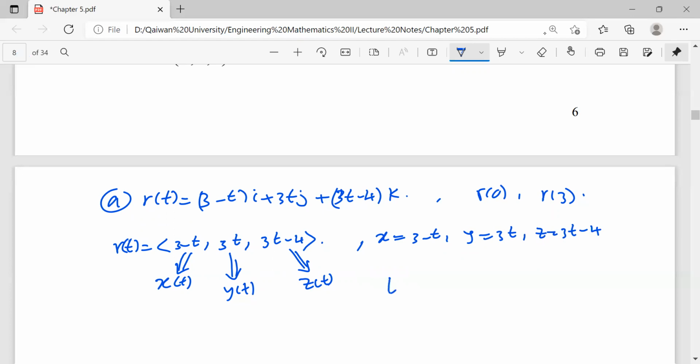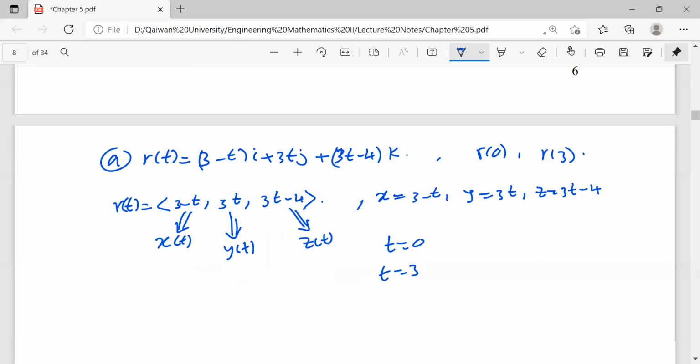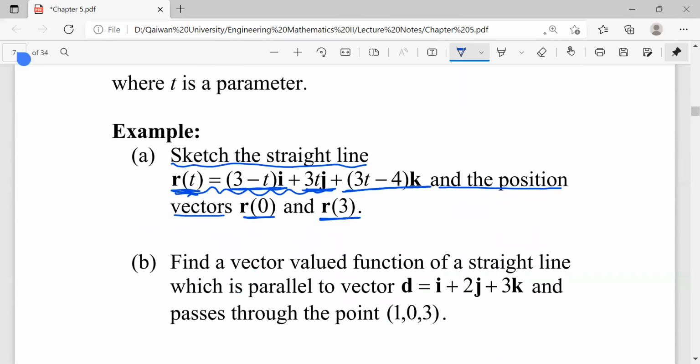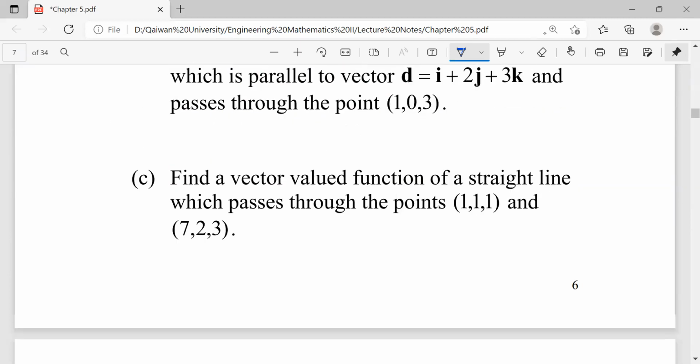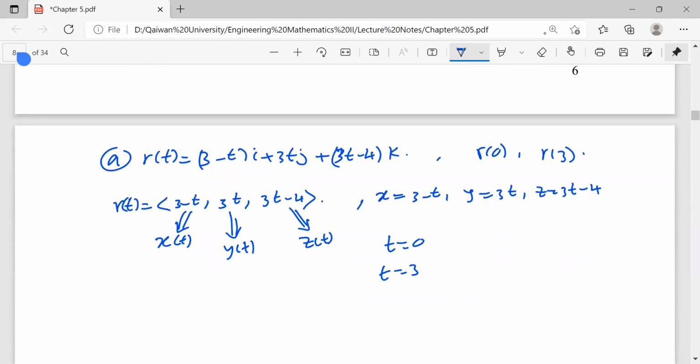Let's say t to be 0 and t to be 3. We choose the same as it's given, because here we can answer both parts of the question. If you have no given r of 0 and r of 3, you can choose any two values for t. Here we choose t to be 0 and t to be 3.